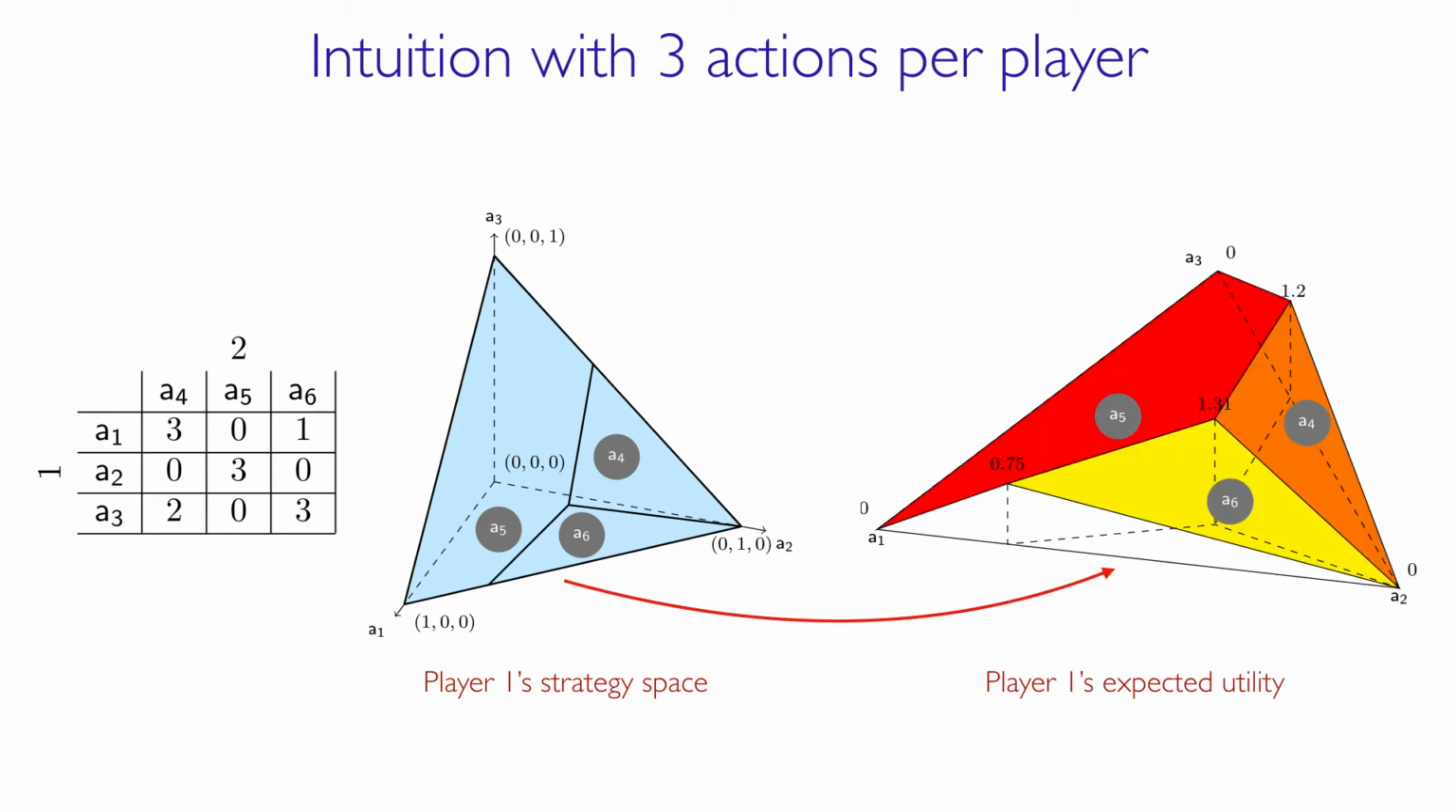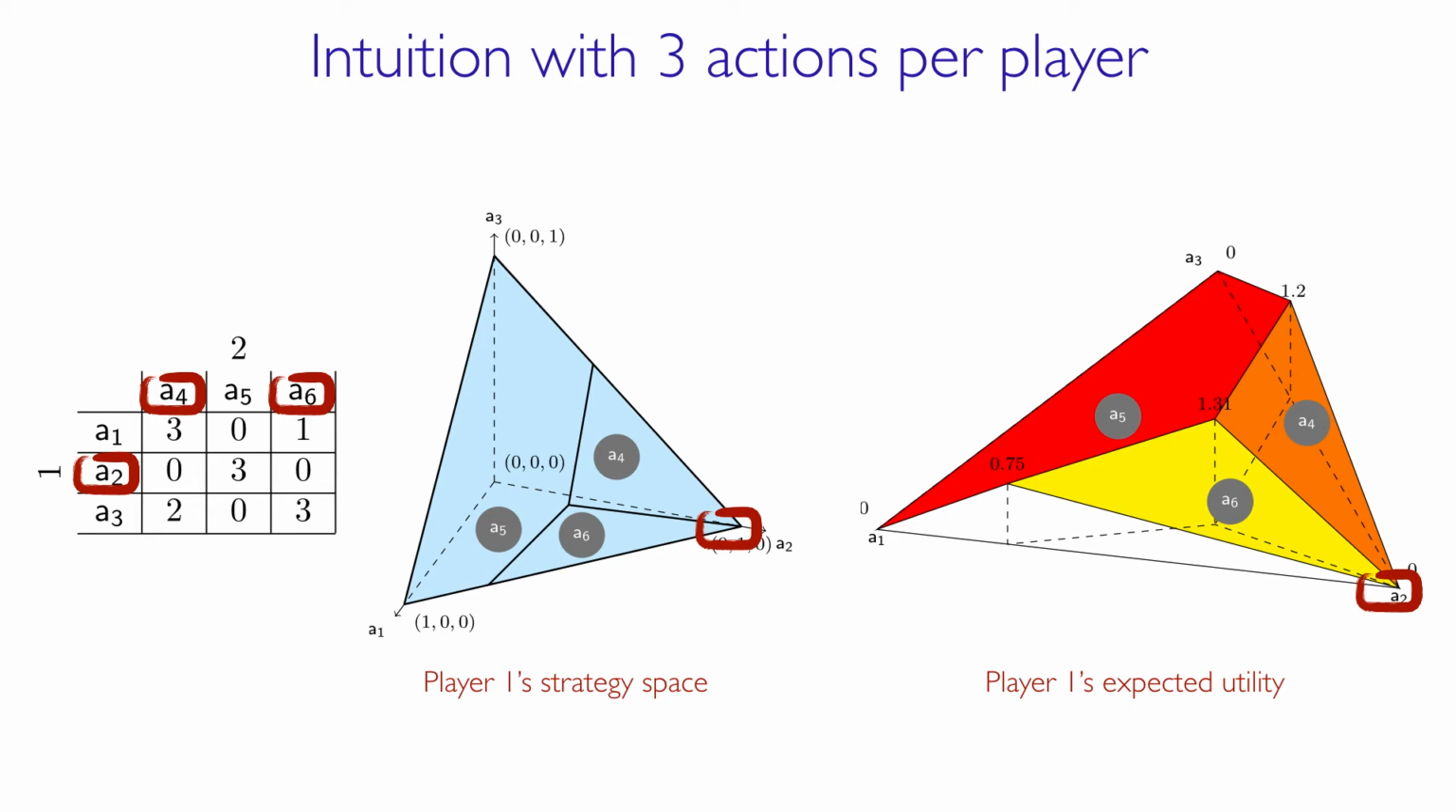Now, we take the simplex of player 1 with its division in areas, and we report the value of the expected utility of player 1 as the strategy of player 1 changes. Consider the vertices. Here, player 1 plays a1, player 2 responds with a5, and the expected utility of player 1 is 0.